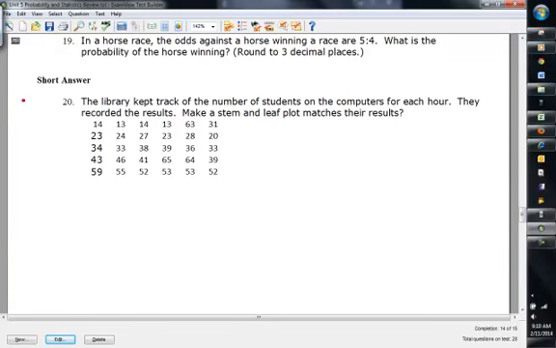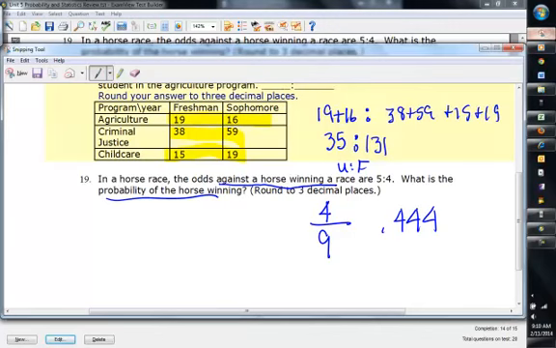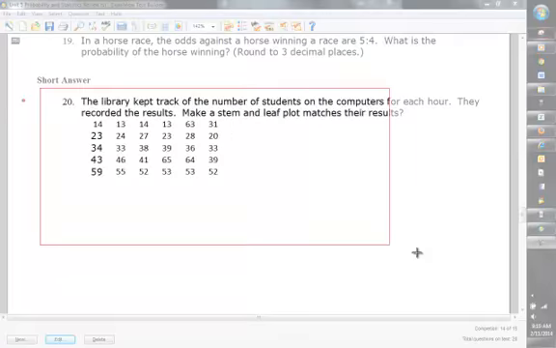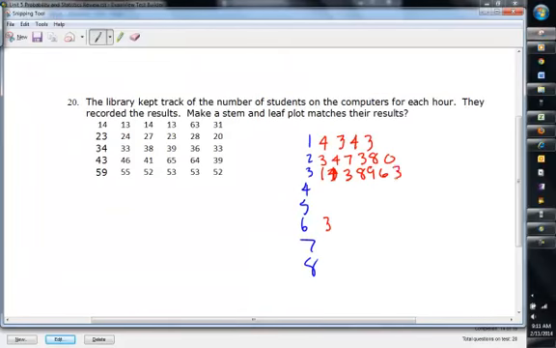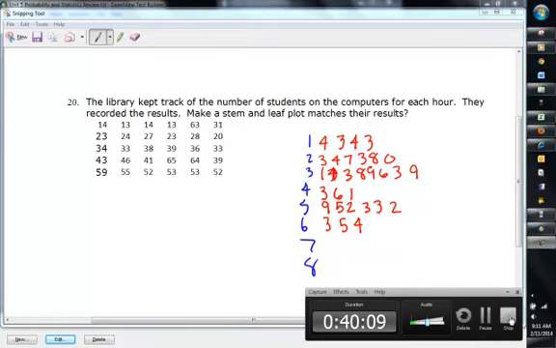The library kept track of the number of students on the computer for each hour. They recorded these results. Make a stem and leaf plot. Okay, 6, 3, 3, 6, 1, 5, 4, 9, 9, 5, 2, 3, 3, 2. There's our stem and leaf plot. That's the test. So you can see how it goes.